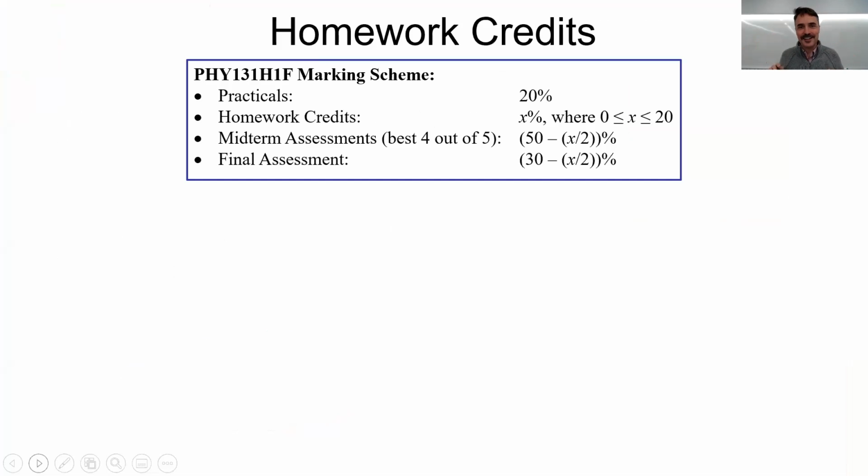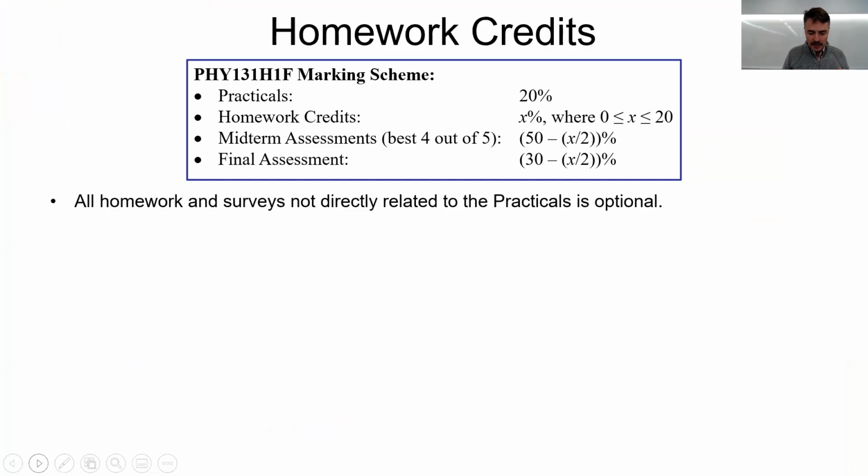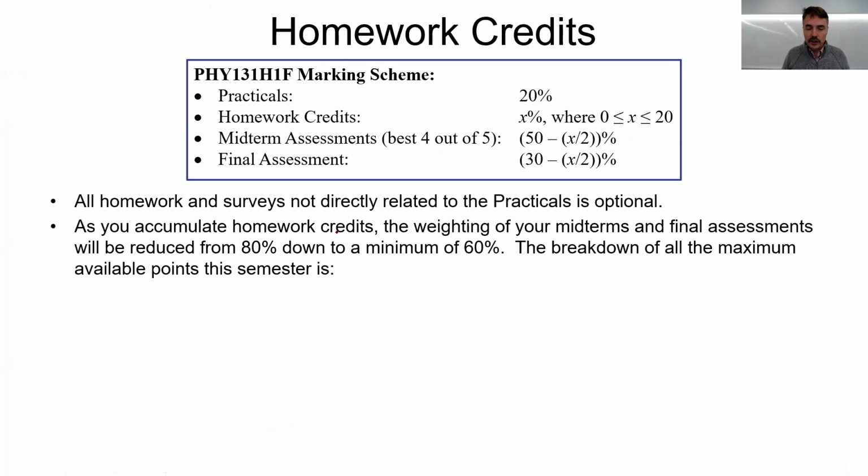Two of you on the chat, just as we were coming in, asked a question about the homework credits and what's the maximum number of homework credits you can get. This is from the course syllabus, talking about where all the marks are coming from. Of course, all the homeworks are technically optional, but as you accumulate homework credits, the weighting of your midterms and final assessments will be reduced from the 80% down to a minimum of 60%. For the breakdown of all the points, there are going to be 11 total Mastering Physics homeworks. We've already finished 8 of them. They're worth a total of 138 points.